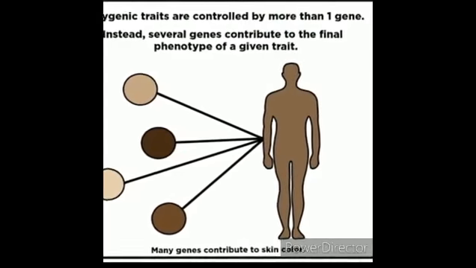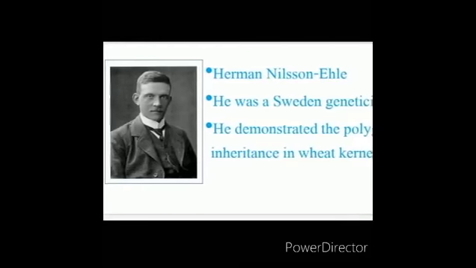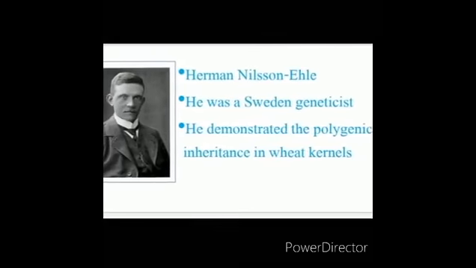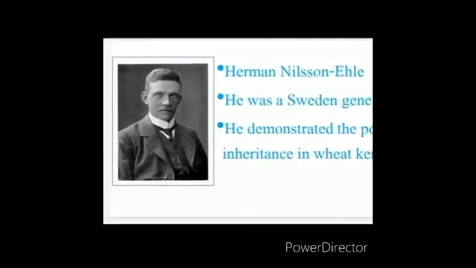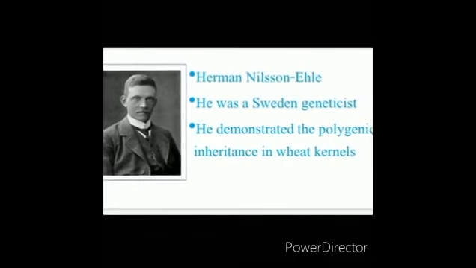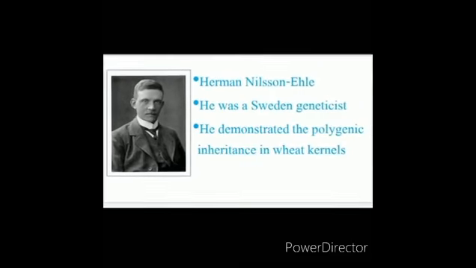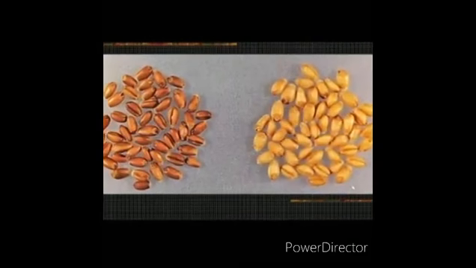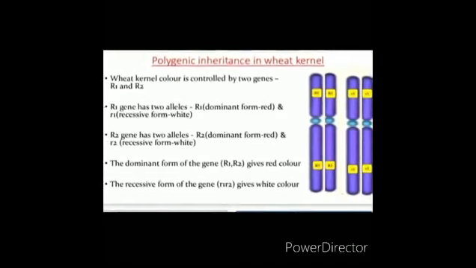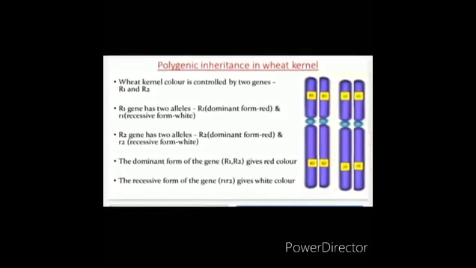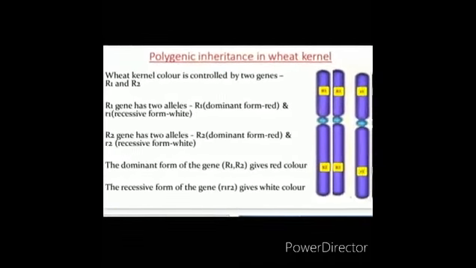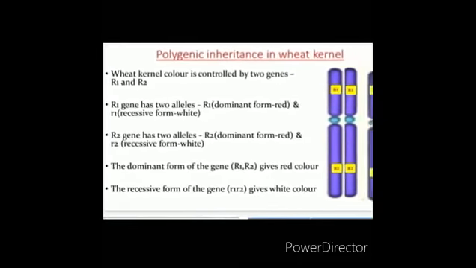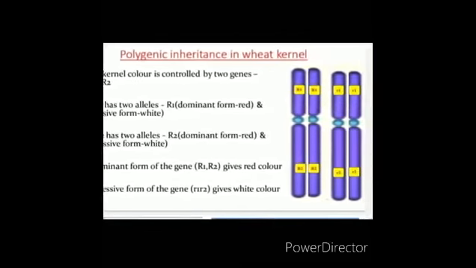Polygenic inheritance was demonstrated by a Swedish geneticist Herman Nilsson-Ehle in the year 1909 in wheat kernel. Wheat has two types of kernel color. The kernel color is controlled by two genes, capital R1 and capital R2. Capital R1 gene has two alleles. Capital R1 is the dominant form for red, small r1 is the recessive form for white.